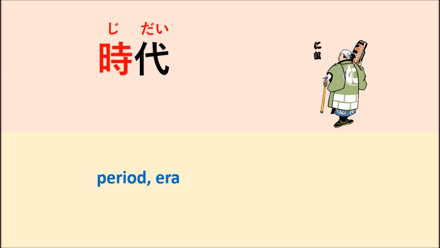Or you can say others, like Showa jidai or Heisei jidai. Heisei is a Japanese emperor name, and so are Showa and Edo.